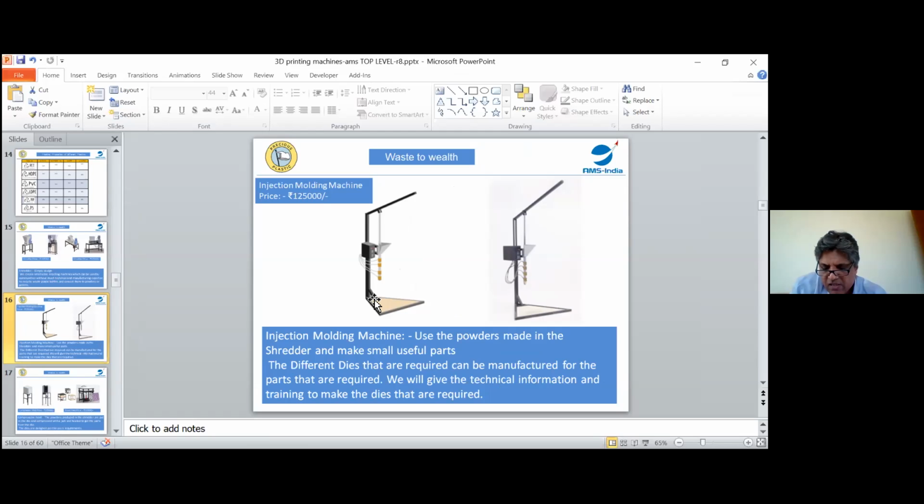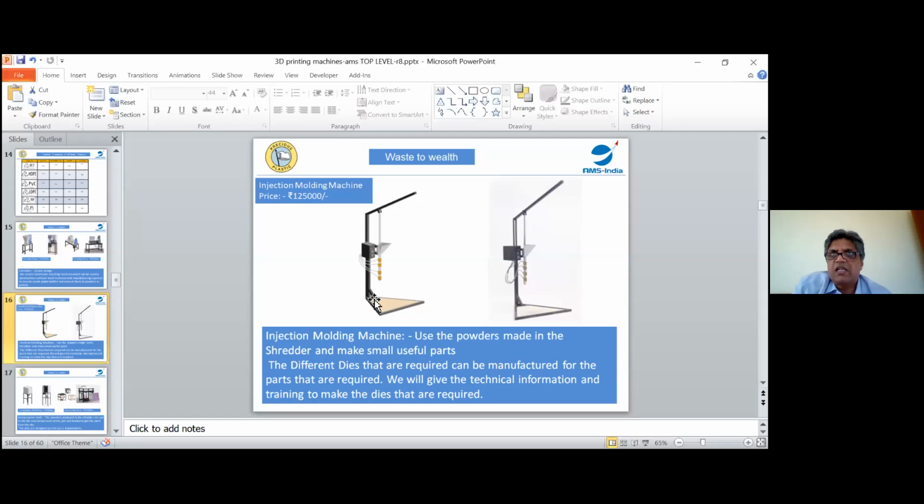In fact, the dies also you can print on a 3D printing machine. So you are developing this machine? You are making this machine? Yeah. All these machines we will give if you want. And Mr. Rajiv will support. If somebody wants to start an industry or entrepreneurship, even financing schemes are available for them.